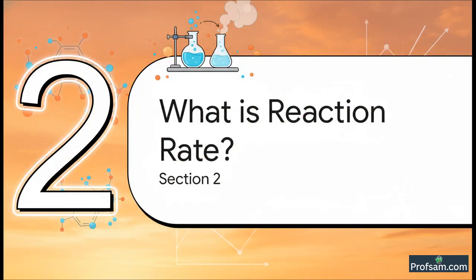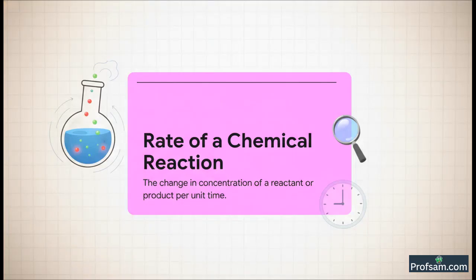Okay, so we've got the basic feel for it. Now, let's get a little more formal. For your exams, you need a proper definition. So what exactly is the rate of a chemical reaction? Here it is. This is the definition you need to remember. The rate of a chemical reaction is the change in concentration of a reactant or a product per unit time. The two key phrases here are change in concentration and per unit time. It's about how much the concentration changes over a period of time.